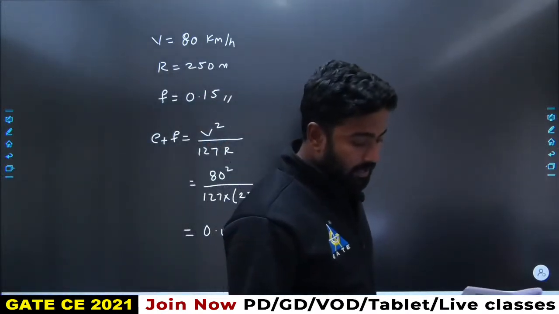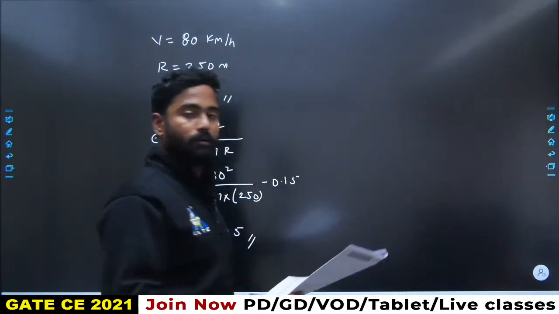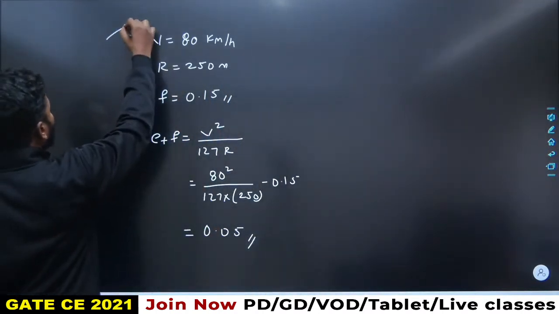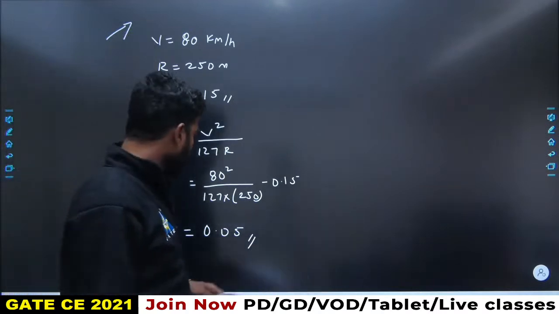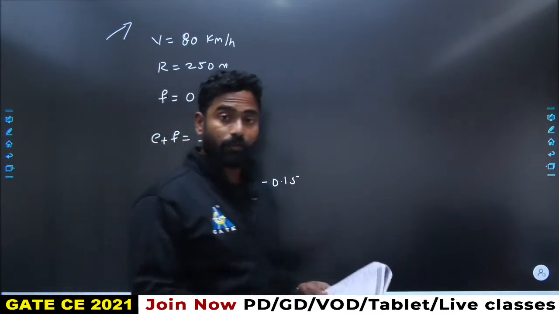If there is anything wrong in the questions, please let me know so that we can correct it. This is how you are going to solve this. The E value, super elevation, is equal to 0.05.